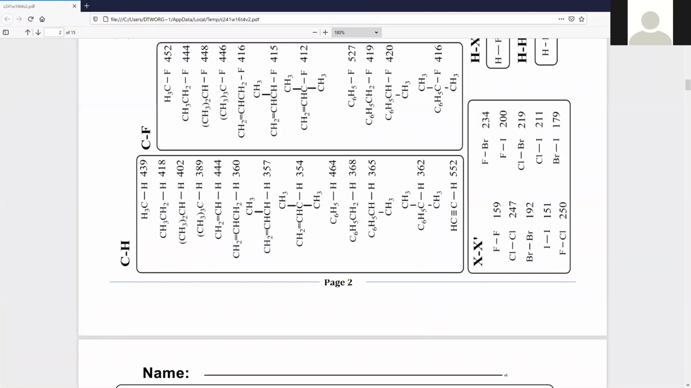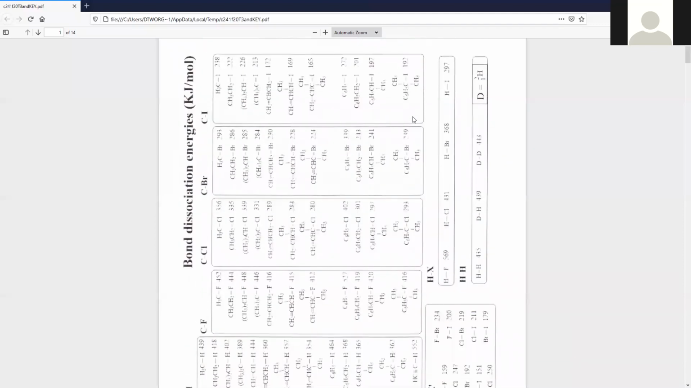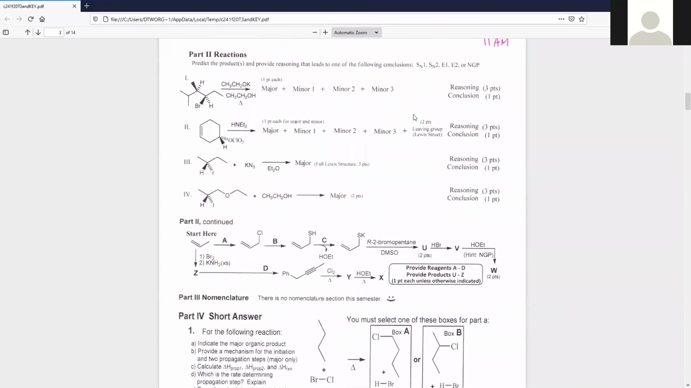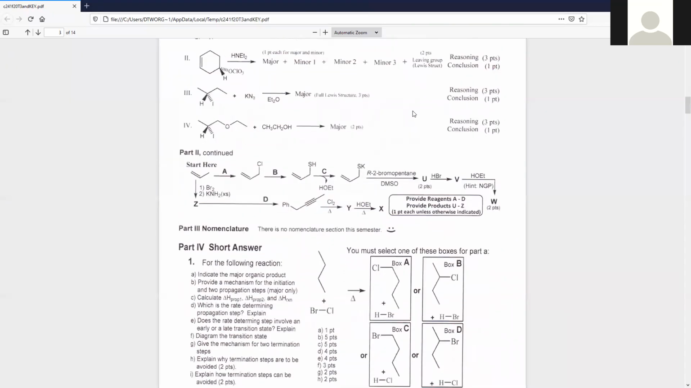I think the best way to go is here. I'm looking for fall 20 test 4. There it is. And should take a second here. Can I bring that over? Looks like it. A little fuzzy there, but we can make that. Part 2. Oh, went right by, didn't I?